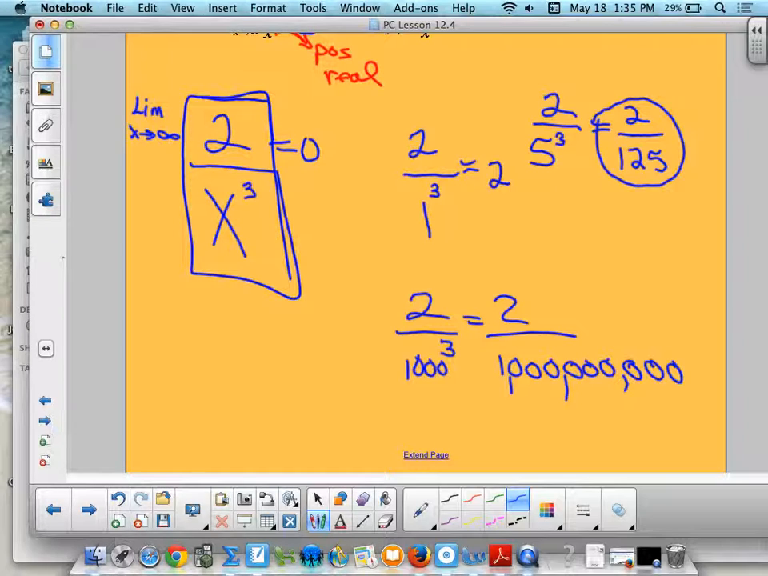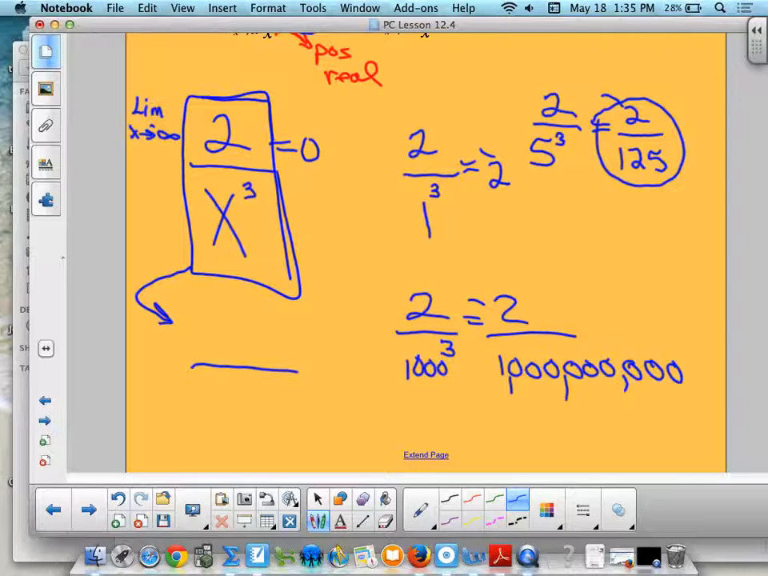How about if I would have done negative infinity? Then all these answers are what? Aren't they going to be negative? Negative 2, negative, negative. But all those numbers are close to what? 0. So the answer is 0 again. Okay. Now, give me another function that follows this pattern.